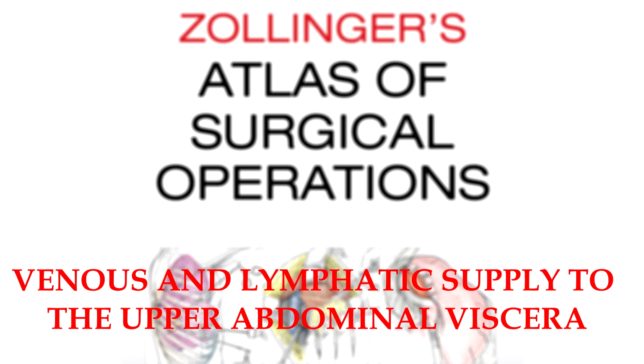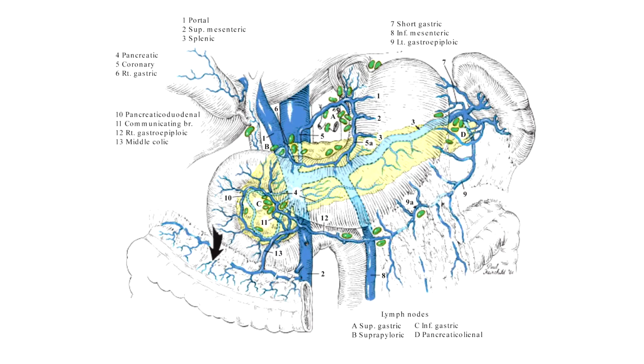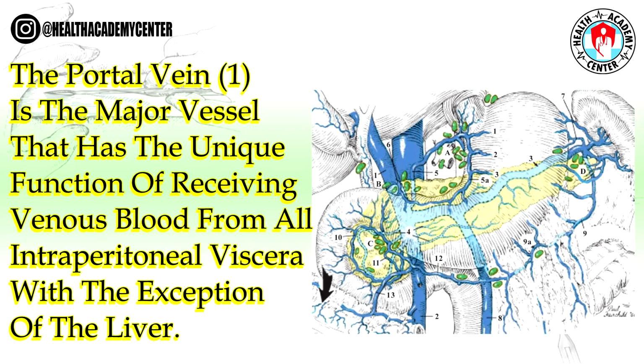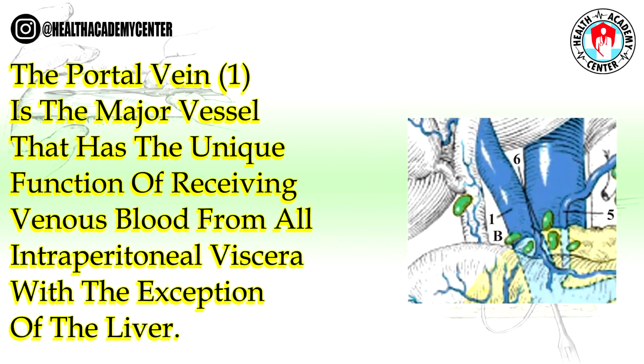Venous and lymphatic supply to the upper abdominal viscera. The venous blood supply of the upper abdomen parallels the arterial blood supply. The portal vein, 1, is the major vessel that has the unique function of receiving venous blood from all intraperitoneal viscera with the exception of the liver.